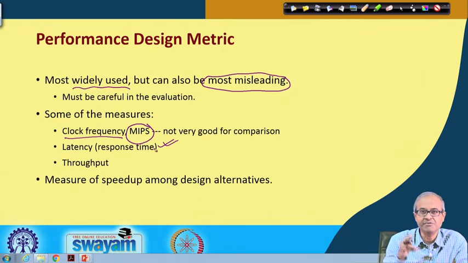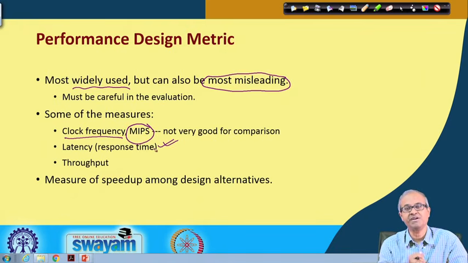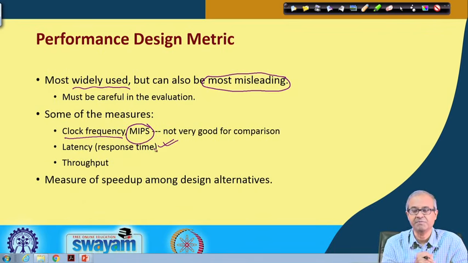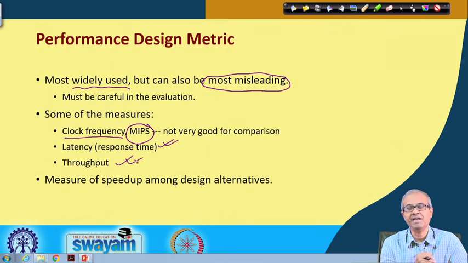Latency, response time: you give an input, after how much time you get back the output. This can of course be one good measure for many real time applications. Throughput, throughput again may not be that good for an embedded system. Throughput means the number of computations that can be carried out per unit time. Normally we talk about throughput for conventional computer systems, but for an embedded system which is meant for a very specific application, we normally do not talk about throughput.